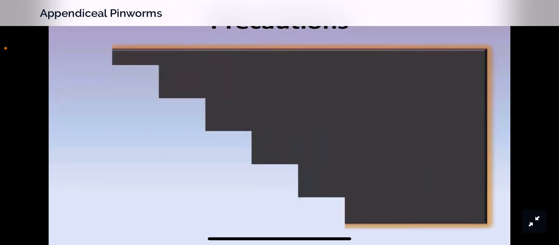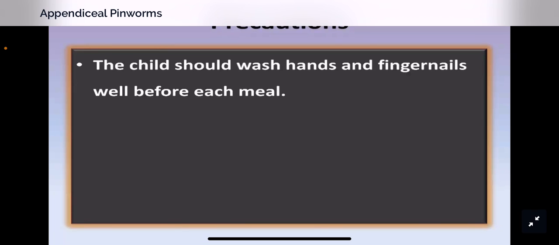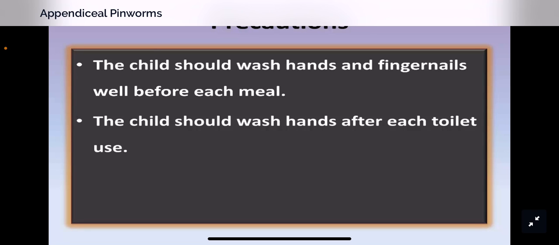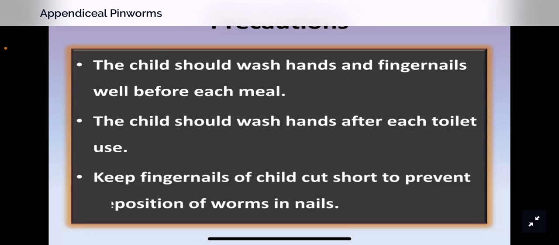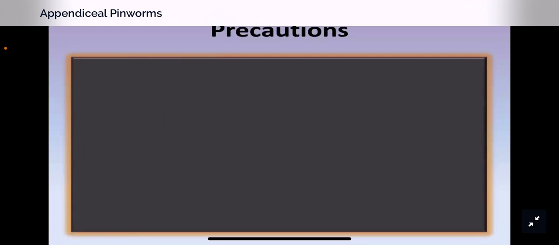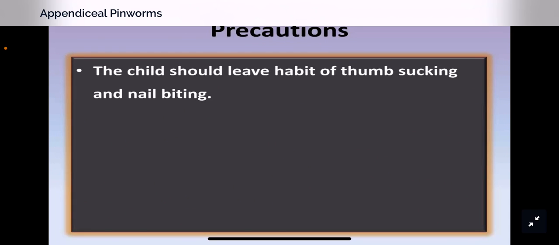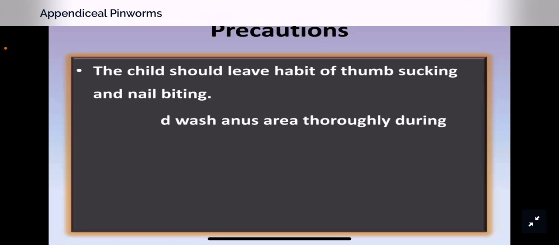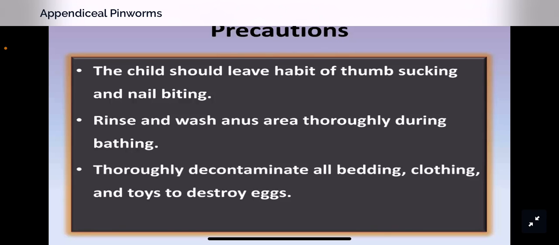Precautions. The child should wash hands and fingernails well before each meal. The child should wash hands after each toilet use. Keep fingernails of the child cut short to prevent deposition of worms in nails. The child should leave the habit of thumb sucking and nail biting. Rinse and wash the anus area thoroughly during bathing. Thoroughly decontaminate all bedding, clothing and toys to destroy eggs. Wash all bedding every week.